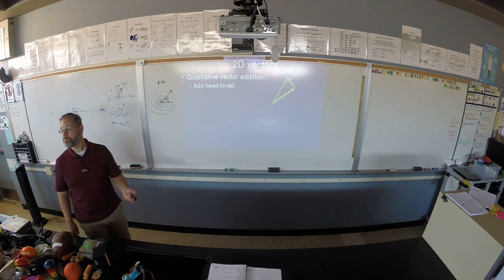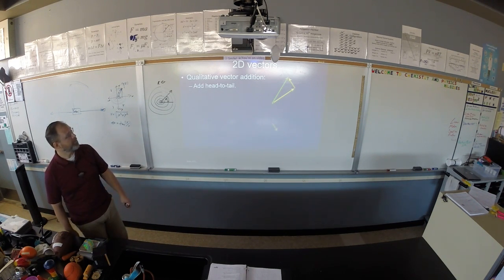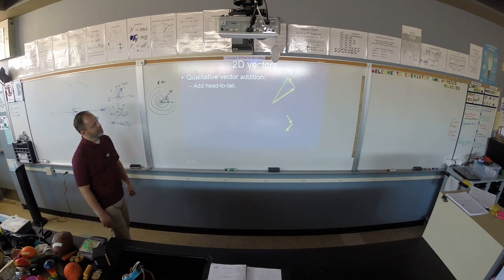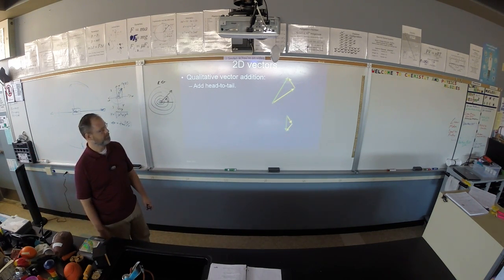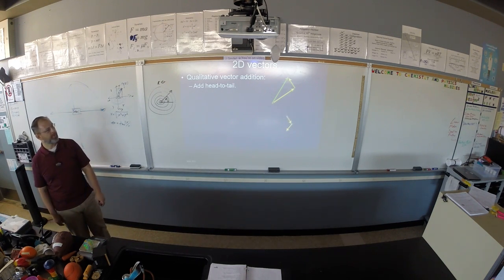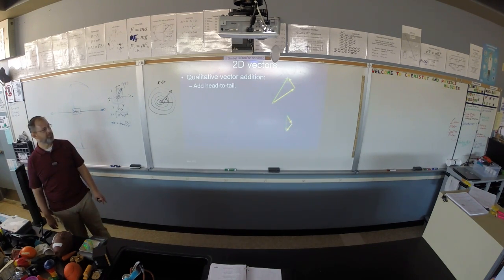Want to see another one? So this little vector and this little vector, put them head to tail, results in that vector. You move them head to tail, and you have this resulting vector.